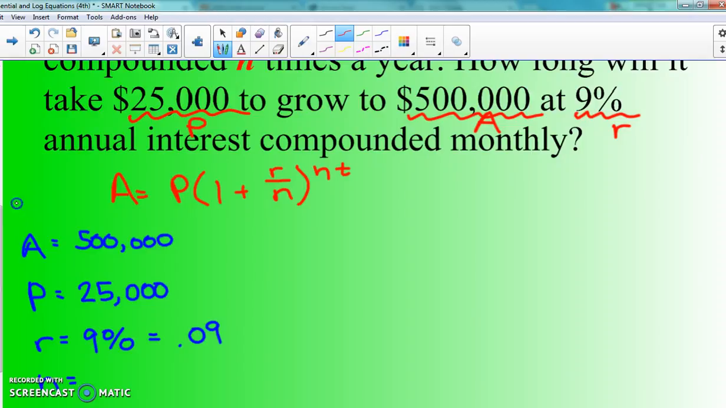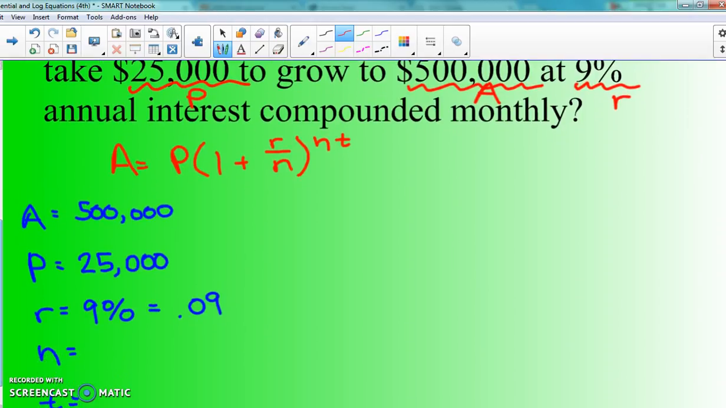And so N is also possibly given to us in here. So an annual rate of interest, annual interest compounded monthly. So it says compounded monthly. So what does monthly mean? How many months in a year? There are 12 months in a year. So that is our N right here. So it's 12 months in a year.